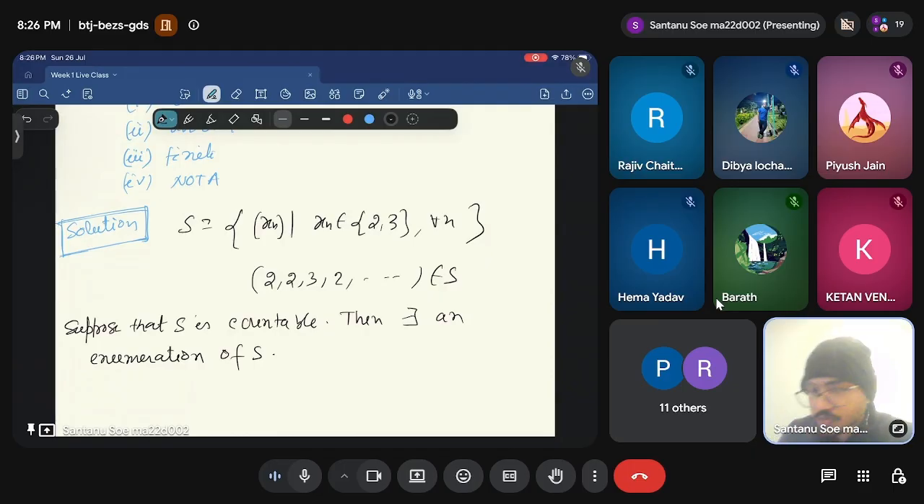So now, if there is an enumeration, we're going to try to write every element of the set S, and then we're going to construct a sequence, and then we will show that the sequence does not belong to S. And if you can do that, then we can say that S is not countable. Because if S was countable, then whatever sequence you take whose elements are either 2 or 3 should always belong to S. Correct? So we're going to construct a sequence and show that the enumeration of that sequence never belongs to S.